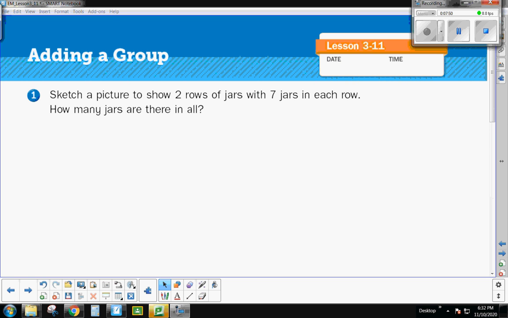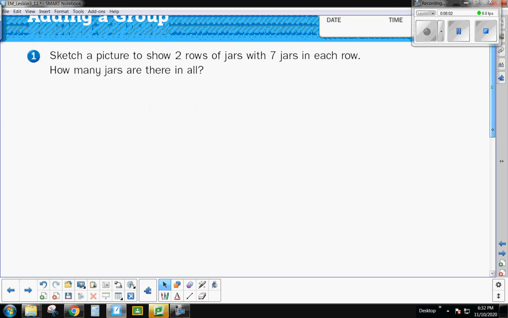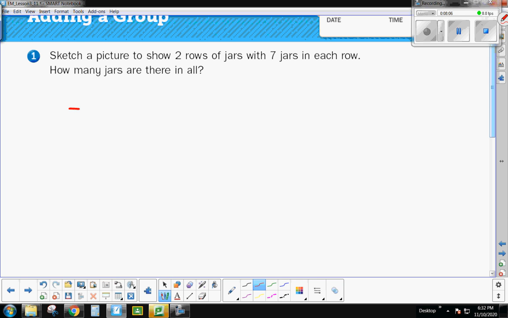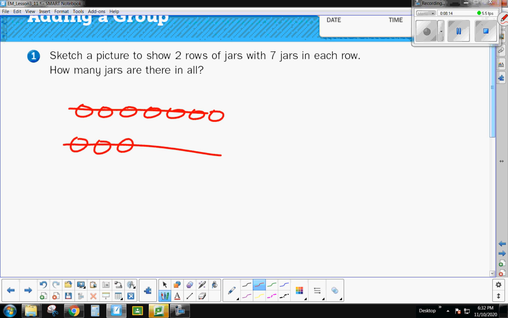Okay, on page 90, number 1, it says sketch a picture to show 2 rows of jars with 7 jars in each row. How many jars are there in all? Go ahead and sketch that picture. Pause the video if you need to. So there's 2 rows of jars. There's 7 jars in each row. 1, 2, 3, 4, 5, 6, 7. 1, 2, 3, 4, 5, 6, 7.